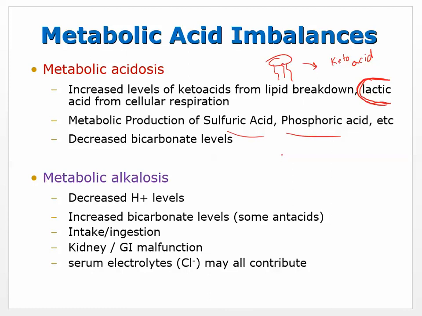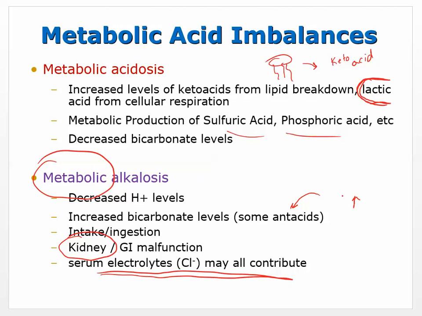So metabolic alkalosis, so decreased hydrogen levels, so increased bicarbonate levels, so some antacids can cause that. Has nothing to do with ventilation, so we're going to call it metabolic. Intake or ingestion of something, vomiting, so when you vomit you get rid of hydrochloric acid, so if you get rid of hydrochloric acid that's going to cause your pH to go up. Has nothing to do with ventilation, so therefore it's metabolic alkalosis. So kidney, GI malfunction, kidney's a big one, serum electrolytes, chloride, all of these things can contribute.